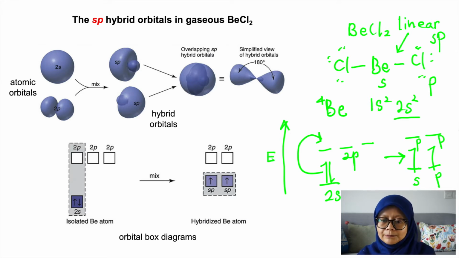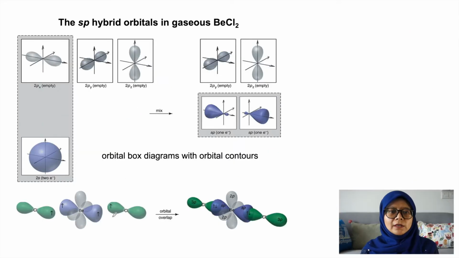Then don't forget the energy. So what do we have here? We have a combination of s and p. This is a combination of s and p, and this is also s and p. So these are the sp hybrid orbitals in gaseous beryllium chloride. This is where we have the overlapping of the s from the beryllium itself with the p orbital from the chlorine.